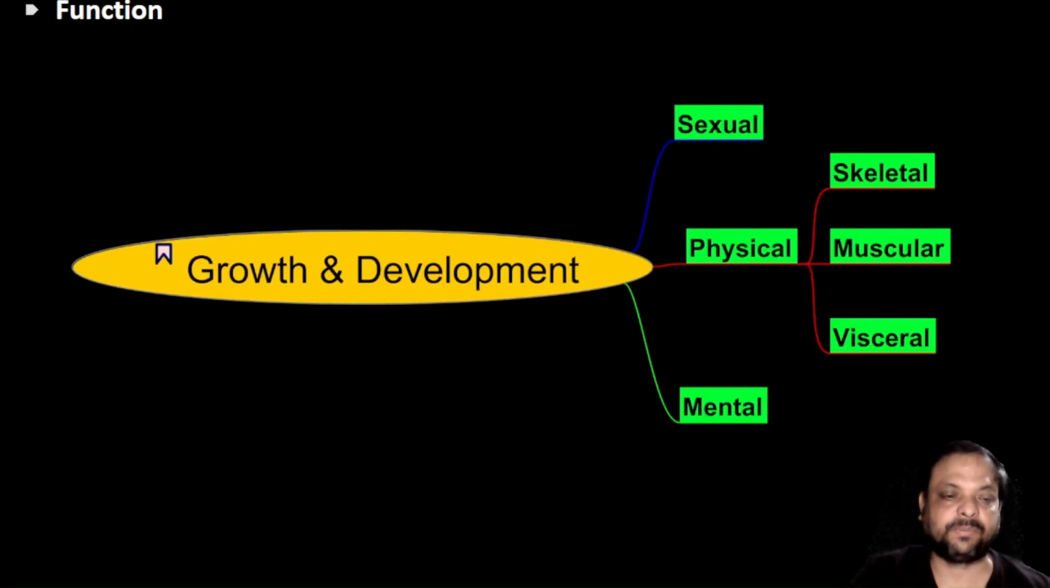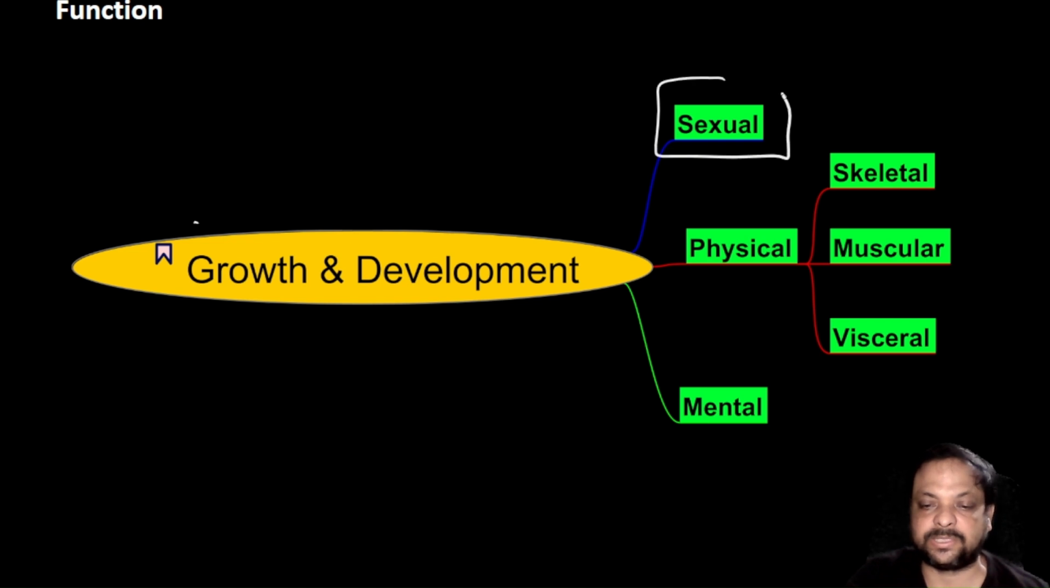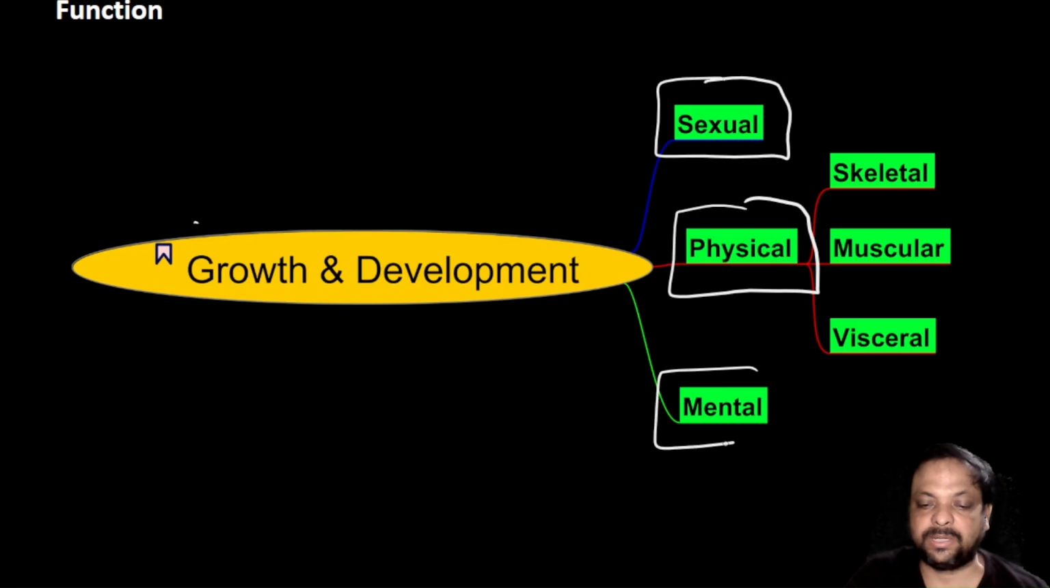Okay, now let's discuss the functions. The first function is growth and development. Normally growth and development of the sexual organs takes place. Growth and development of the physical part takes place, and growth and development of the mental part also takes place. In the physical part, we find growth of skeletal organs, growth of muscles, and also growth of visual organs.